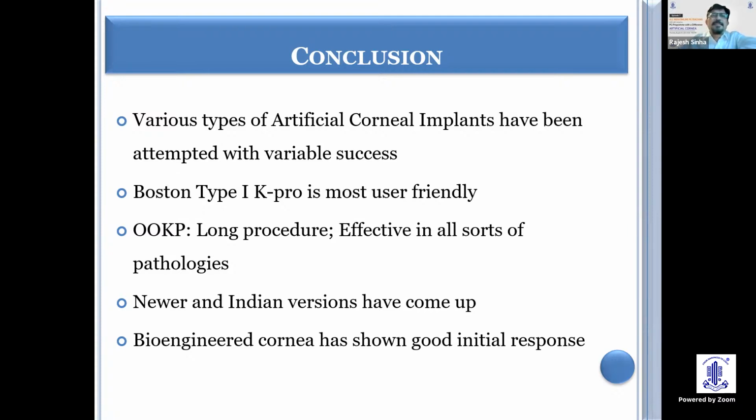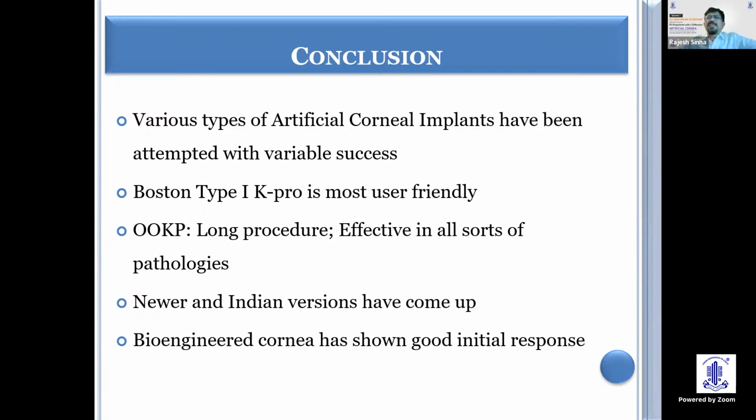And as I said, the bioengineered corneas now have shown good initial response, but it is a little too early to call it a total artificial cornea because it is just being used as an inlay. And then subsequently, the plan should be to use it as an anterior lamellar graft in, say, DALK or in anterior lamellar keratoplasties.